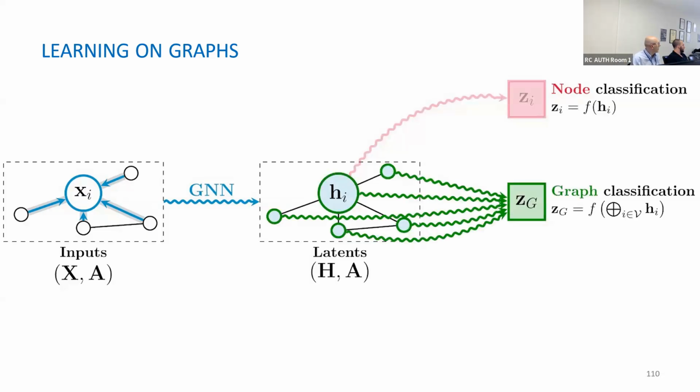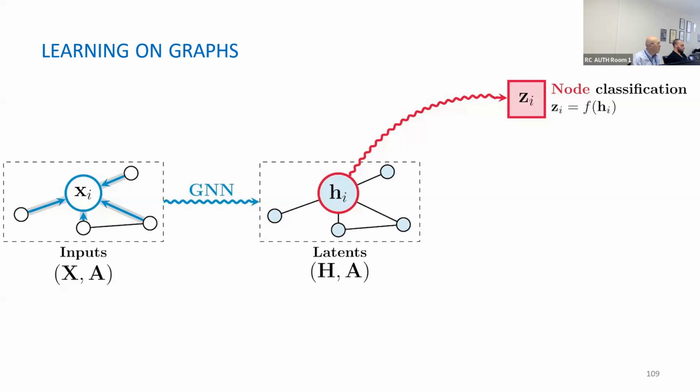Sorry, question. In this case, the adjacency matrix is always the same? It is not changed, it's only the descriptor of the node. Yes, in this case, yes. Okay, yeah, only the descriptor.